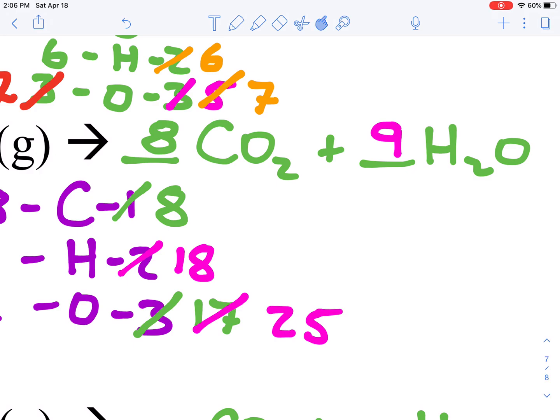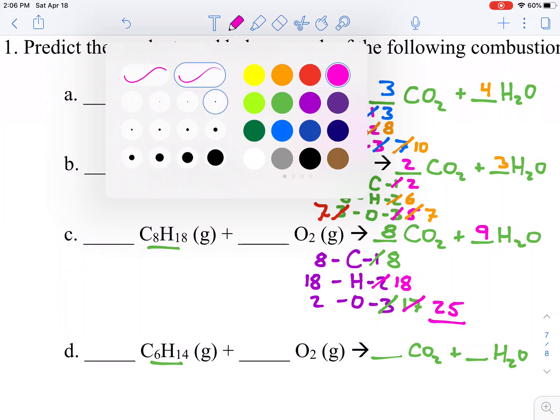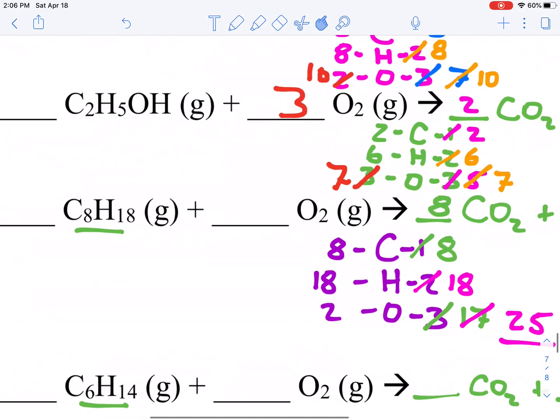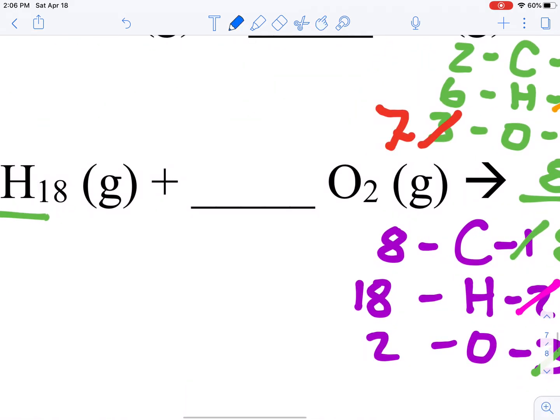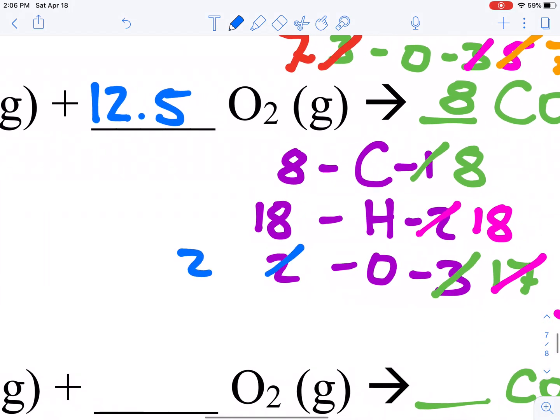So this creates a problem, right? The problem is we have an odd number of oxygens on the right, and we have a subscript of 2 next to the oxygen on the left. So there's no number that I can easily multiply times 2 to give me 25. But if you remember back to our balancing video, we said there's a trick. And the trick is to write in the number that does make this work. And that number is 12.5. If I put a 12.5 there, I get my 25 oxygens.